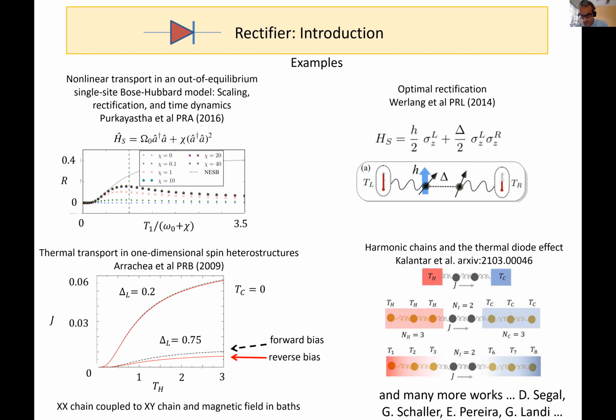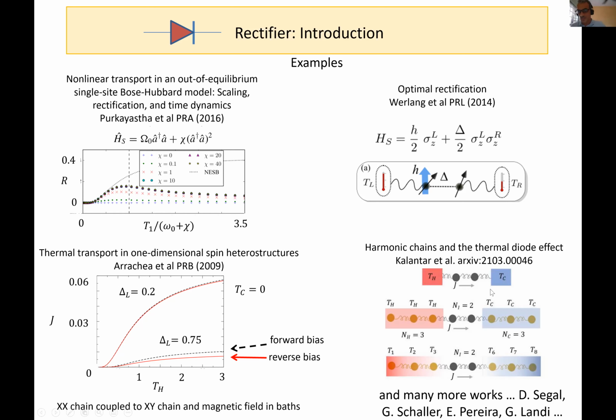Now, I would also like to mention a very recent work by our chairman here on classical systems, but it's also quite insightful. The system is fully quadratic, but they are able to find a rectification by having a different temperature gradient in the baths.